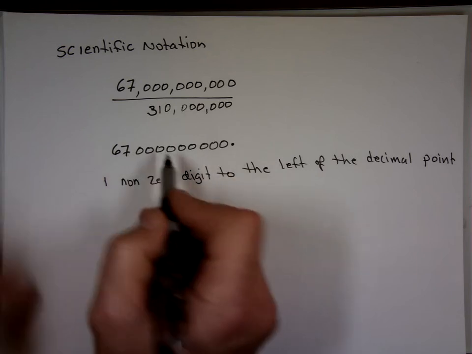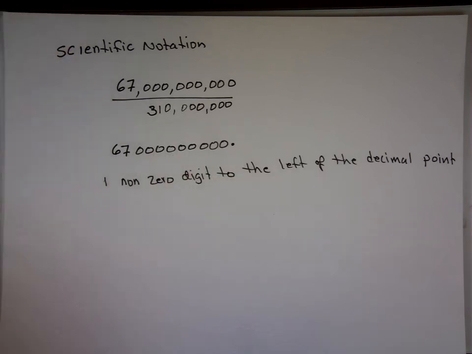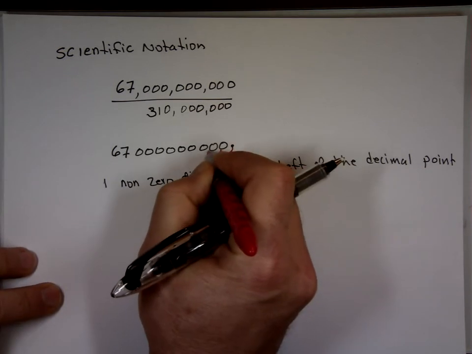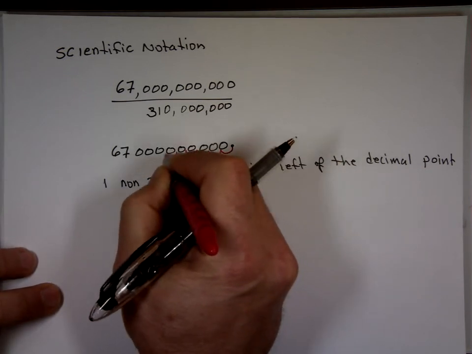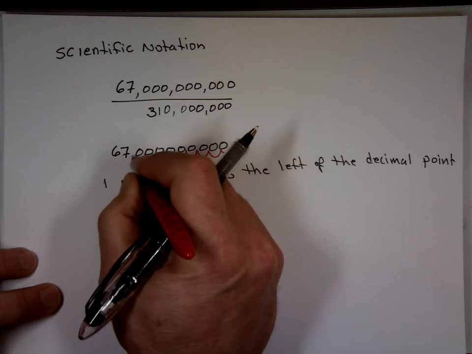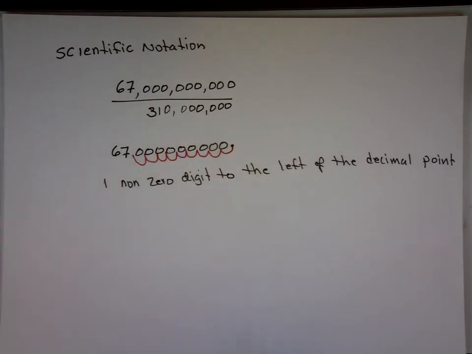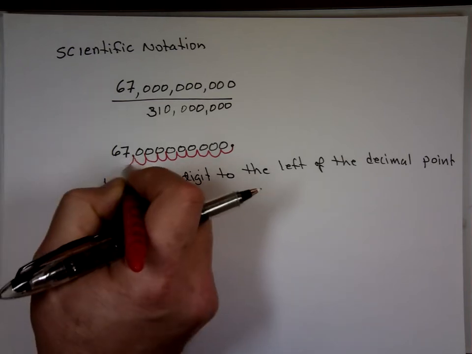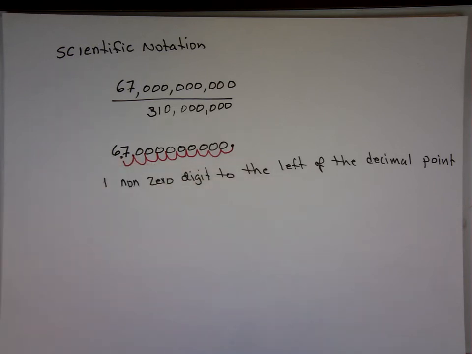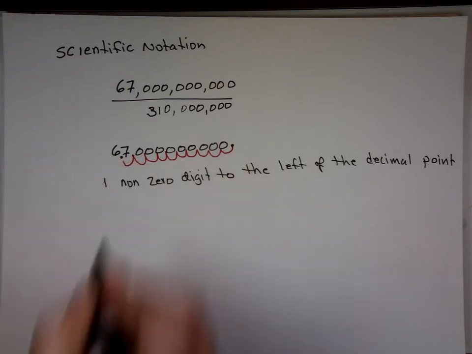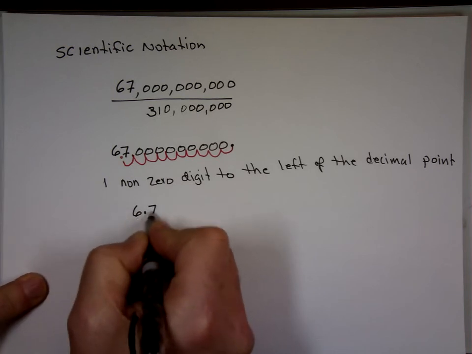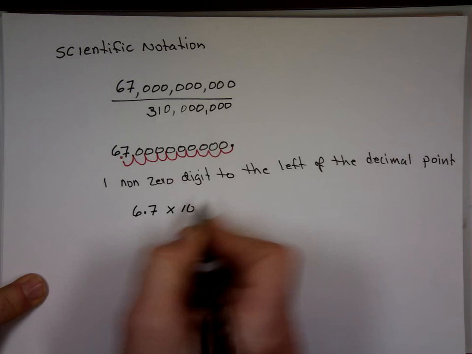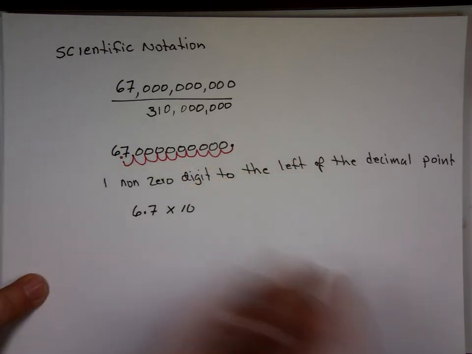If I move that decimal point 1, 2, 3, 4, 5, 6, 7, 8, 9, and I stop here, am I in scientific notation? No. Why? Because you have two non-zero digits to the left of the decimal point. It can only be one. So I have to move it one more spot, right here. So that number becomes 6.7 times 10 to what power? How many places did we move it to the left? 10 to the power of 10.